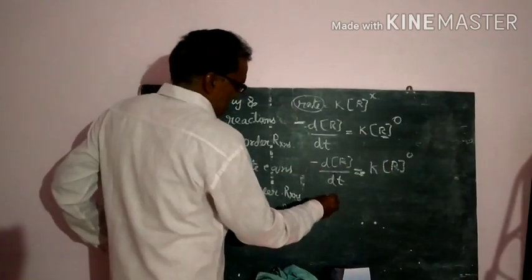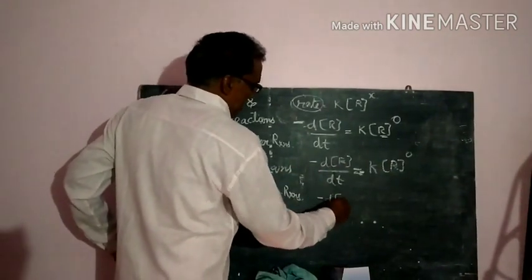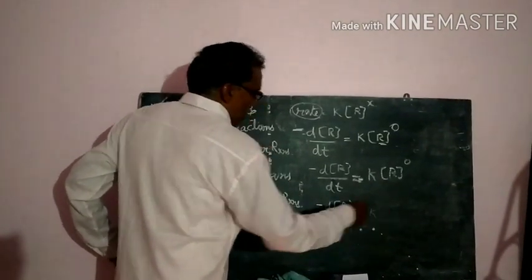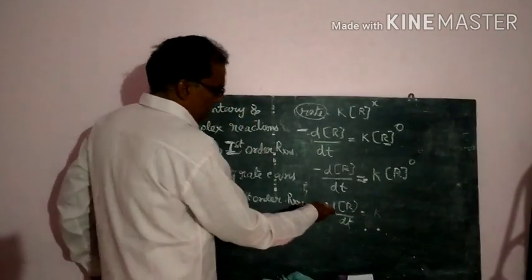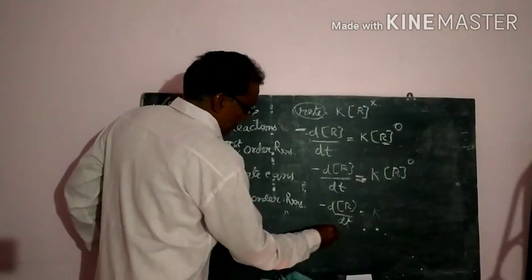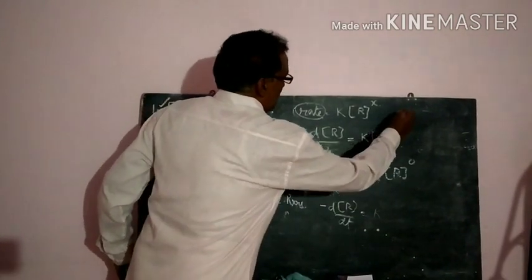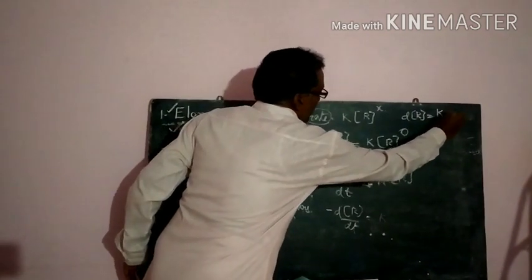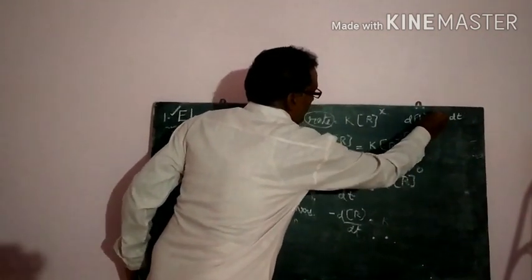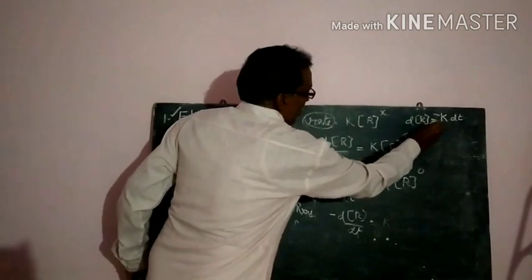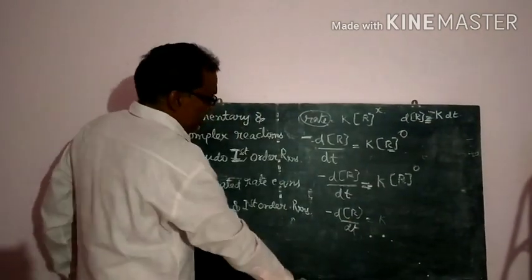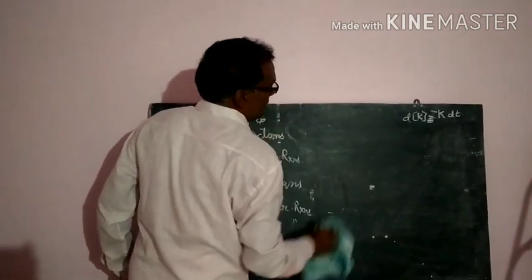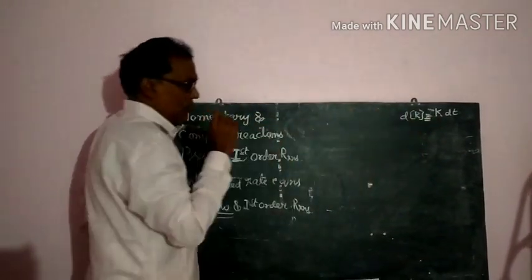Therefore, the equation becomes minus dR by dt is equal to K. If you take the minus to the other side, dR, the change in the concentration, is equal to minus K dt. Here we have taken the minus, so we write minus K dt. So this is the zero order reaction relation between K and the concentration.